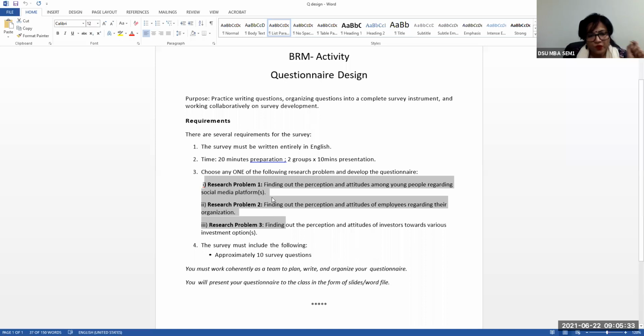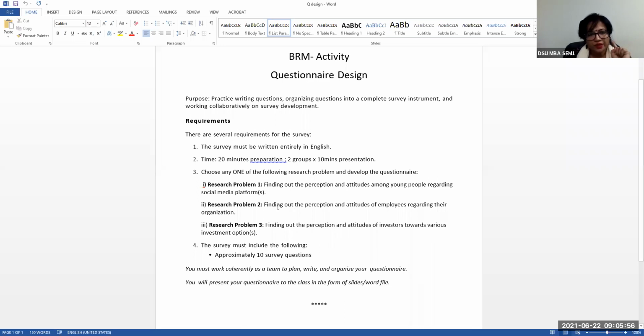So research problem 1 is you have to develop a questionnaire survey instrument, basically to find out about the perception and attitudes among young people regarding social media platforms. Now, the group can decide whether they want to take one social media platform or several, but the purpose is how do you develop a questionnaire to find out about perception and attitudes among young people regarding social media platforms, right?